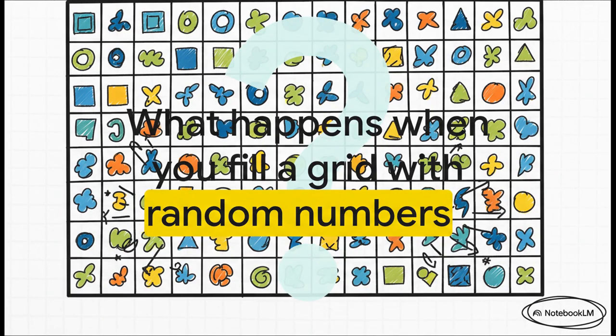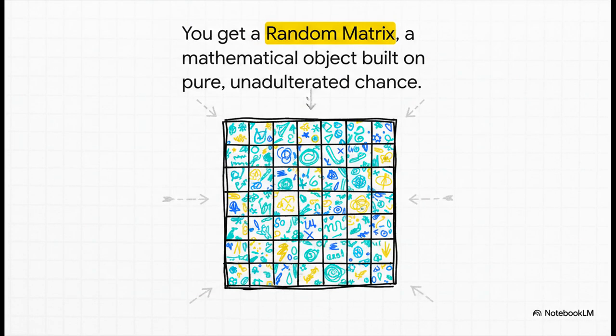Just imagine a big grid, like a spreadsheet. What do you think happens if you fill every single one of those cells with a number that you've picked completely at random? I mean, you'd probably expect just a total mess, right? A meaningless jumble of digits. And on the surface, you'd be totally right. What you've just made is called a random matrix. It's a mathematical thing built on nothing but pure chance. But trust me, that is just scratching the surface of our story.